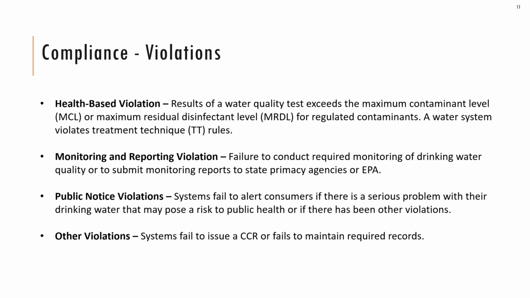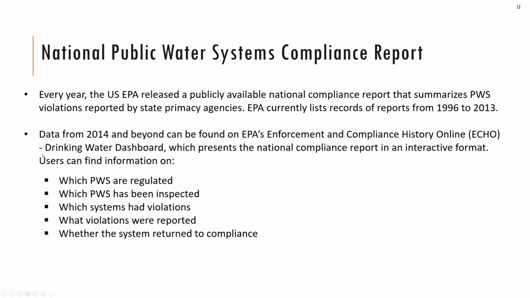Once these violations are issued, water systems will be required to take corrective action to resolve the problem that caused the violation. So every year, state primacy agencies are required to develop an annual compliance report, which addresses the violations of the National Primary Drinking Water Regulations from public water systems in their state. And they have to submit that report to EPA. These reports are publicly available and can usually be found on each state agency's website. EPA is then required to compile the data received from each state and develop the National Public Water System Compliance Report, which provides a summary of public water system violations for that year.